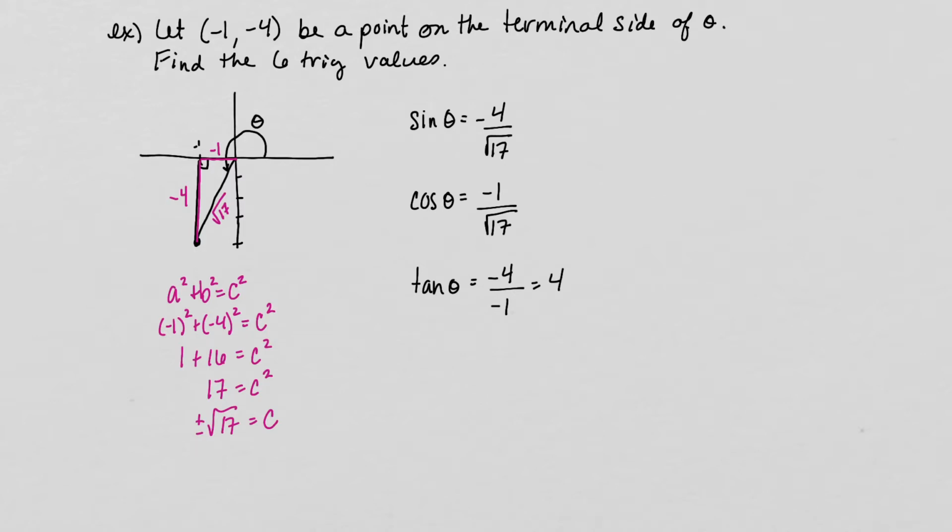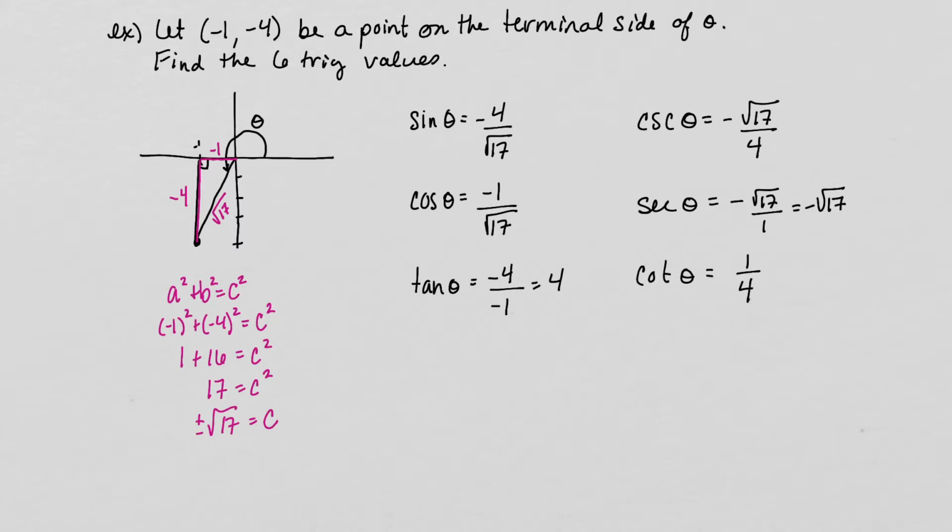And then we're just going to flip them over. So the cosecant of theta is -square root of 17 over 4. The secant of theta is -square root of 17 over 1, which is just -square root of 17. And the cotangent of theta ends up being 1 over 4.